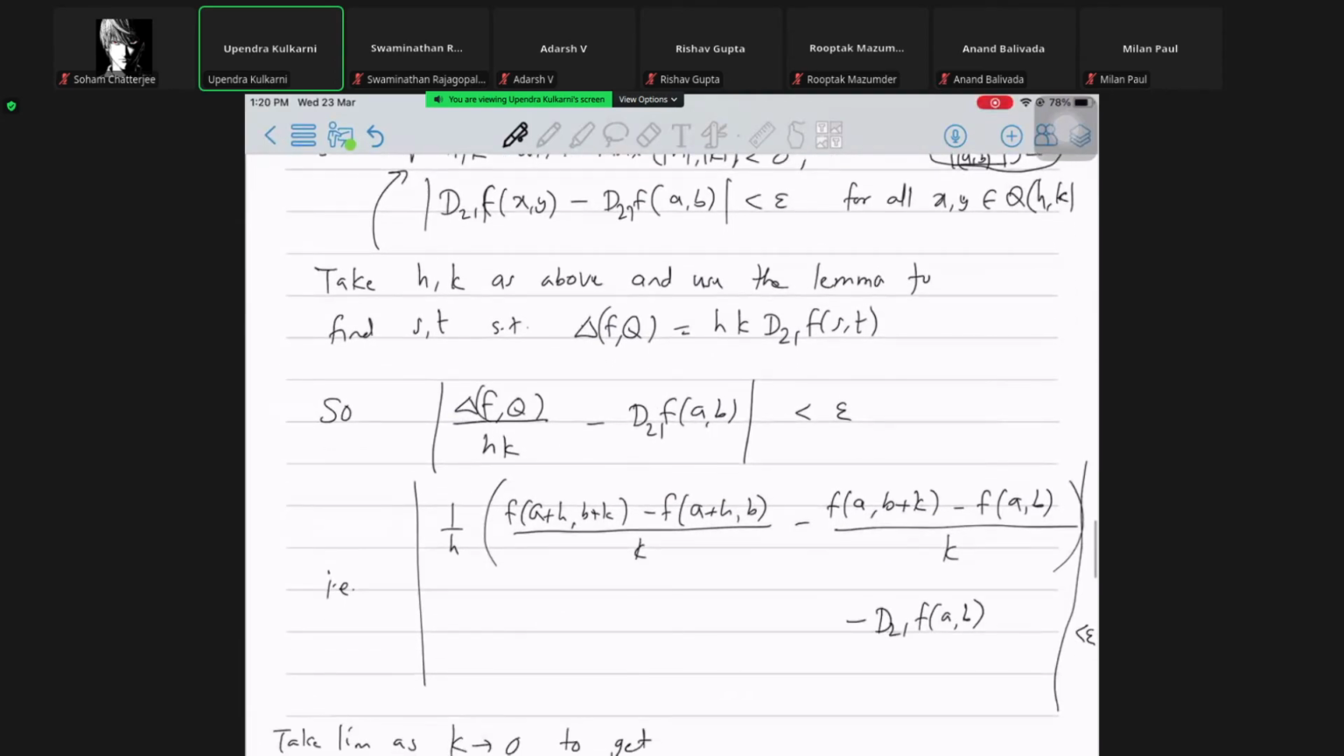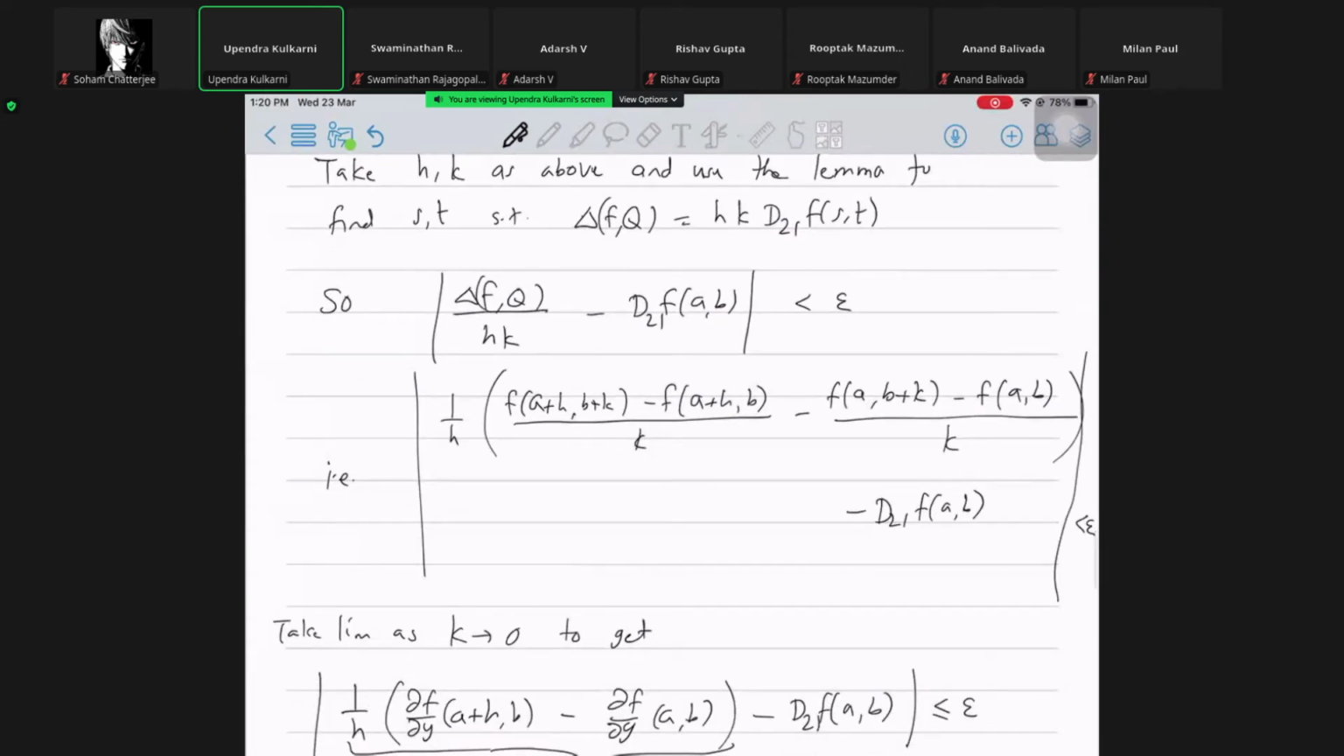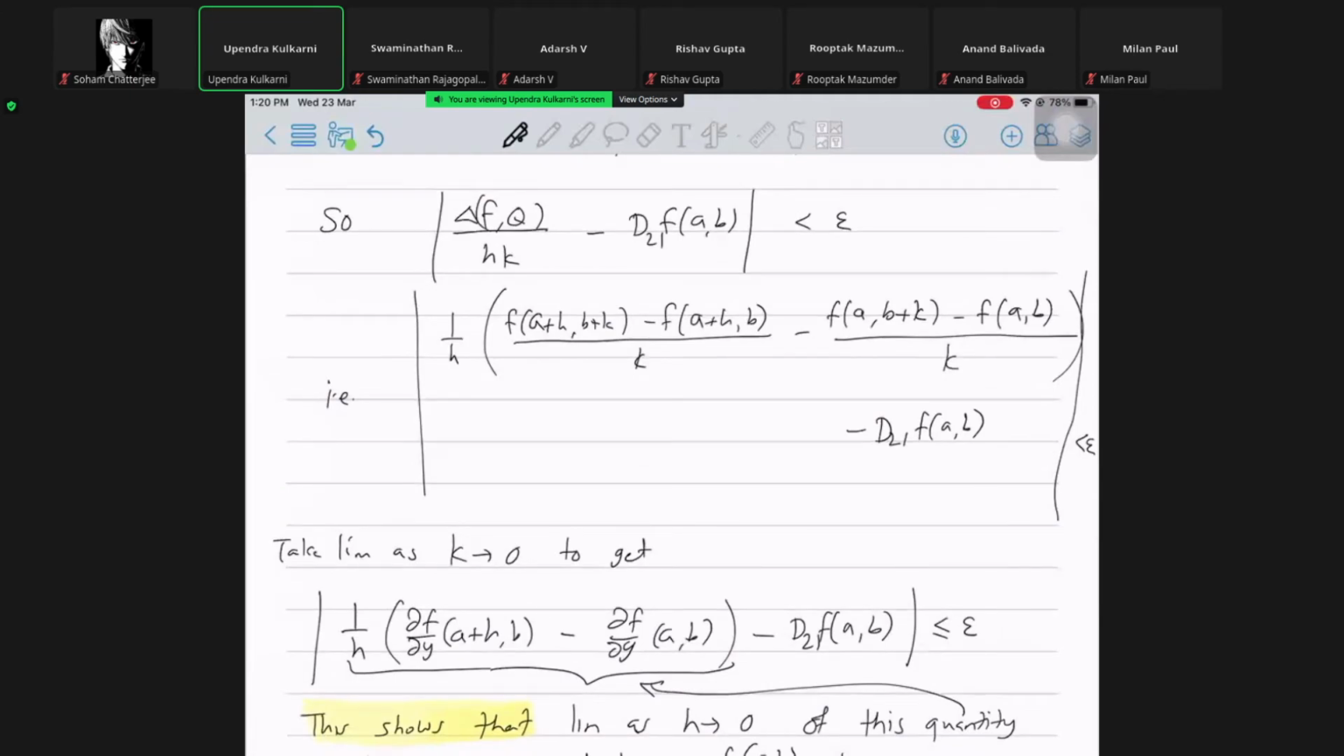Okay, so now let's go with the inequalities. The first one, before taking the limit, nothing is happening. Now, when I take the limit as k approaches 0, I get this inequality, less than or equal to epsilon, doesn't matter. But this inequality is true for every single h that is less than delta.